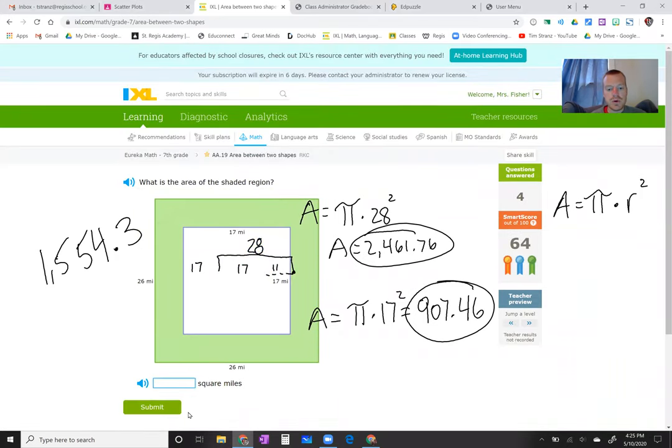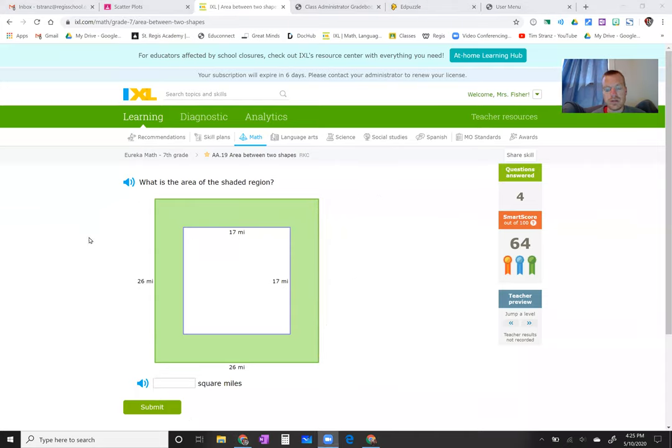All right, so that is all. You're just going to see triangles, rectangles, squares, and circles. So just remember those equations and try to do your best.